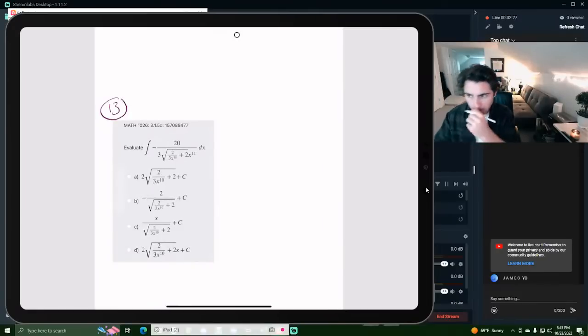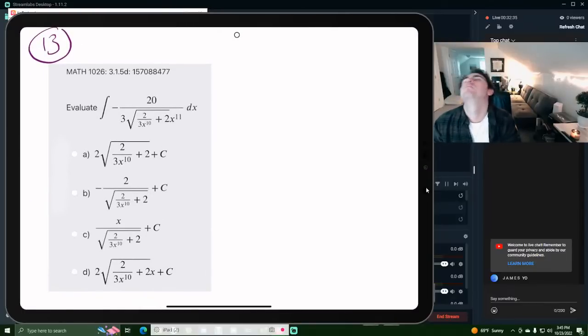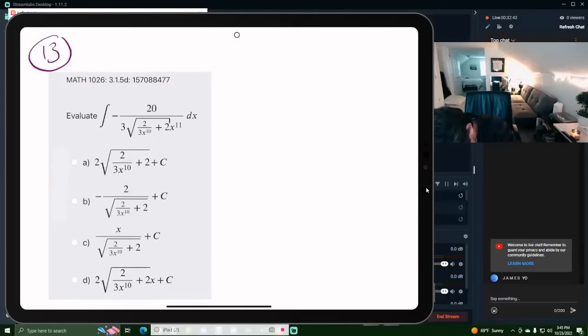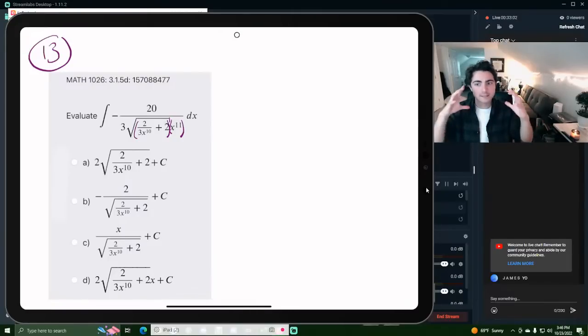Number 13. So, another u-substitution problem. It's important to recognize that this square root ends right here, and then the x to the 11th is just on the outside of that. So in this case, picking u, we will pick u from all this stuff that's inside the square root, because it's not necessarily in parentheses, but it's enclosed in some outer function, and that outer function is that square root.